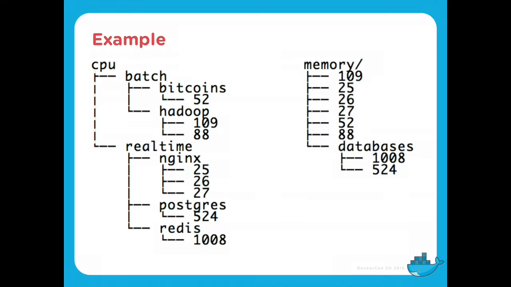This is a little example with just two hierarchies, CPU and memory. So you can have sub things. For instance, in CPU, we said we're going to have real-time jobs and then batch jobs. And for memory, we'll just have one subcategory for databases. And then in each group, we can have more subgroups. And then the numbers are PIDs. So that's a fictitious example.